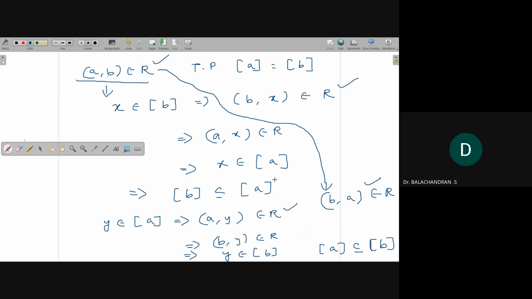So now combining these two, you can say that equivalence class of A is the same as equivalence class of B under the assumption (A, B) in R. You should assume this one for both parts. To prove this one also I assumed this one. To prove this one also I assumed this one.